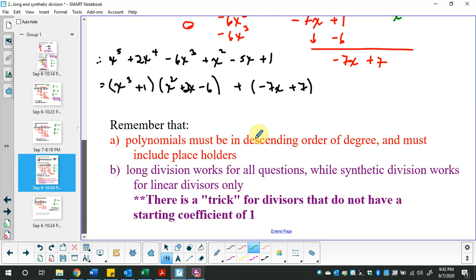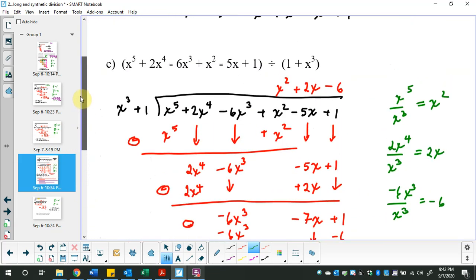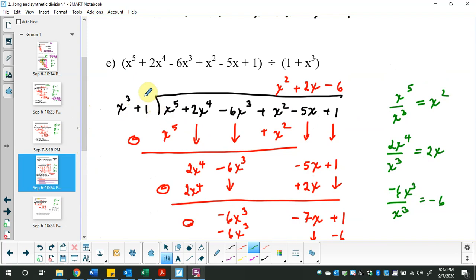So synthetic division doesn't work, and I know I'm skipping on past slide 3 and into slide 4. Synthetic division doesn't work ever for divisors that look like this. Now it looks like this, meaning it's got an exponent.